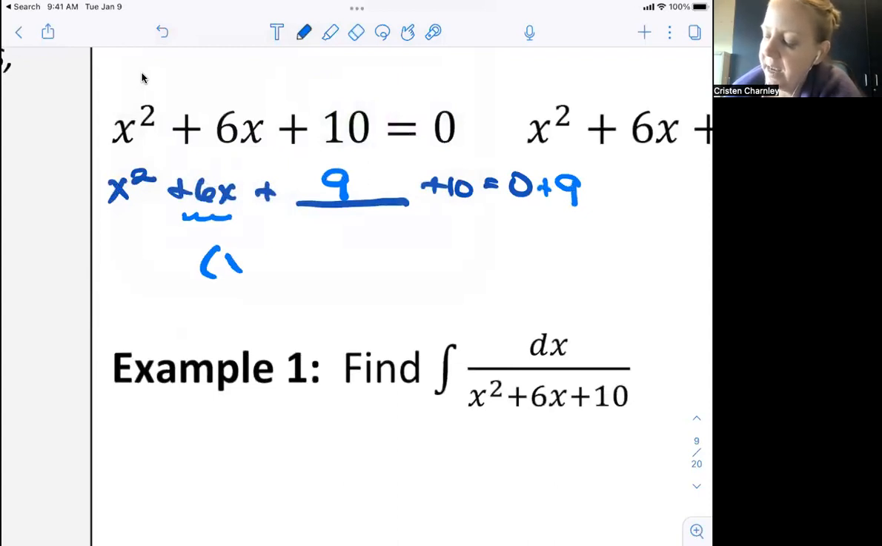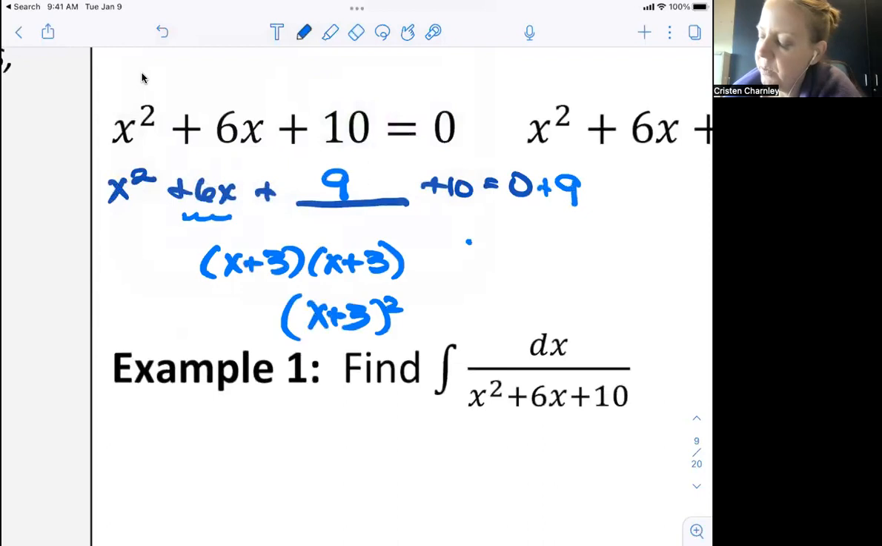So this becomes x plus 3, which is the quantity x plus 3 squared. That's exactly what we want. We want a perfect square. And then the right-hand side is 9, something like that. Awesome, great, if we remember how to do this.